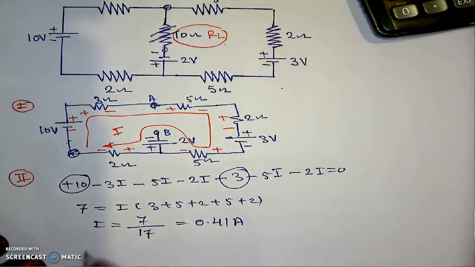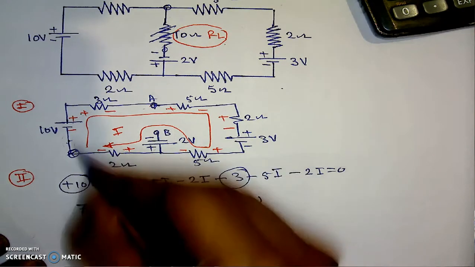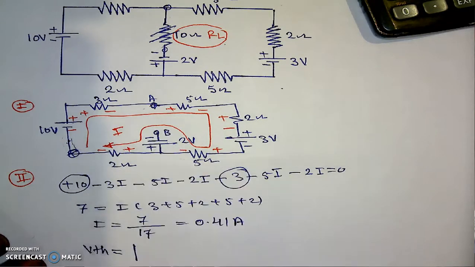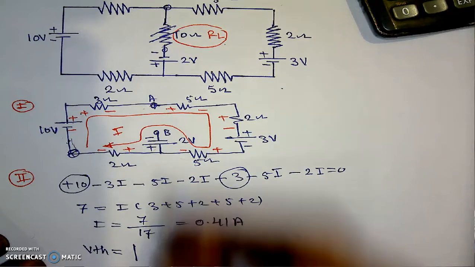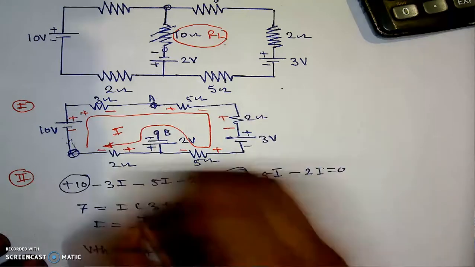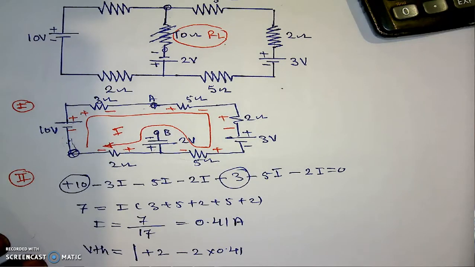Then we will find out the value of the VTH, which is equal to modulus. We are traveling from B towards A. Use any path. I will use this path because in this path we have less calculations. We are traveling in this direction, negative to positive plus. Its potential is 2. Then positive to negative, which is minus 2 into its current. Its current is 0.41. The current is the same for all elements because it is a single loop.